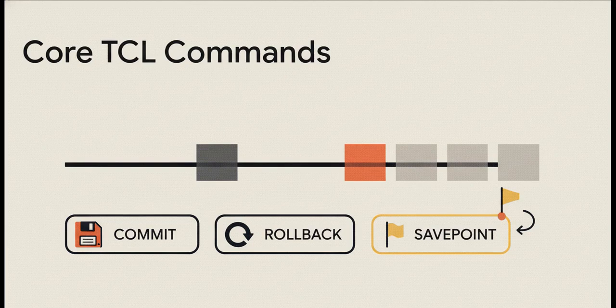The commands here are super intuitive. Commit is your save button. It makes all your recent changes permanent. Rollback is your ultimate Control+Z. It undoes everything you've done since your last save. And save point is this cool little trick. It's like a bookmark in your work that lets you undo just some of your changes without having to scrap everything.